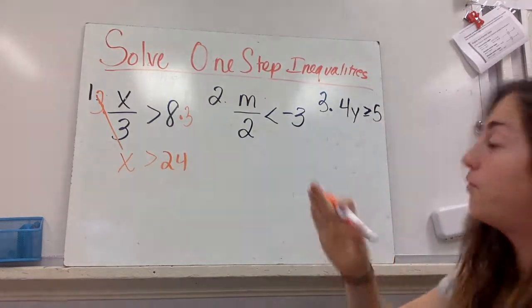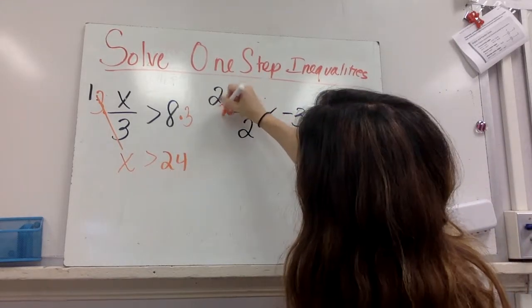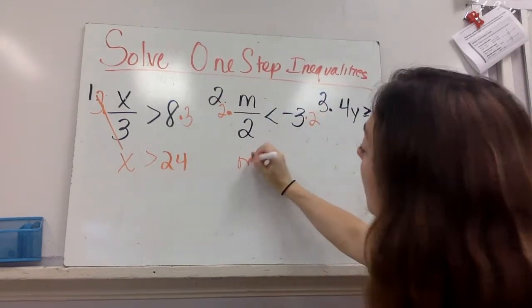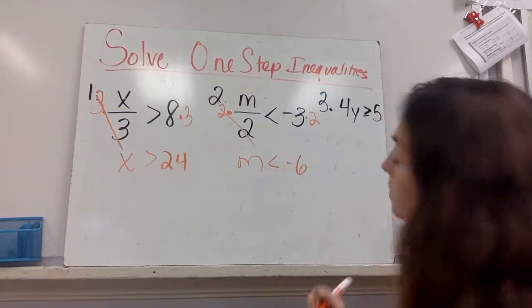All right, here I have number 2, m divided by 2 is less than negative 3. And number 3, I have 4y is greater than or equal to 5. So why don't you pause the video and then hit play. All right, so I'm multiplying both sides by 2, and I get m is less than negative 6.